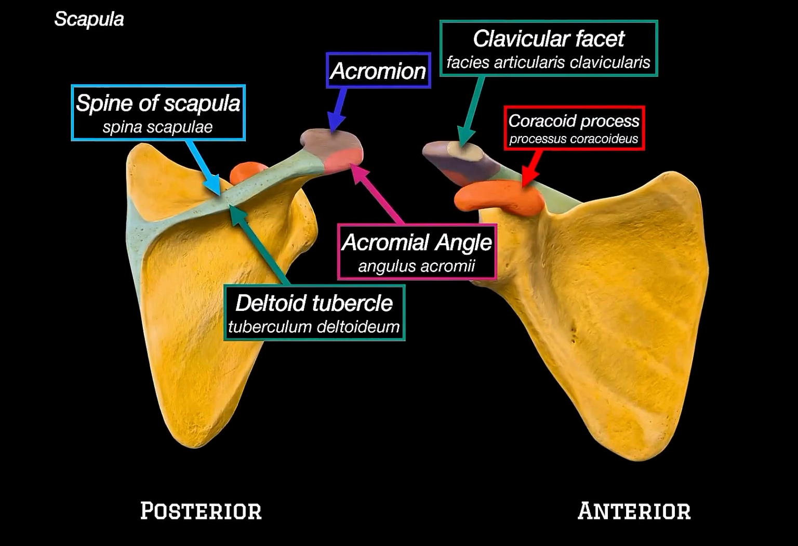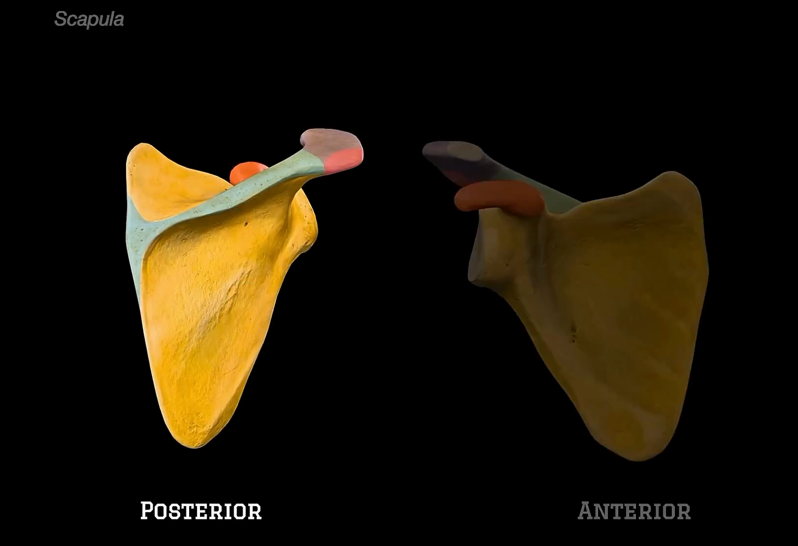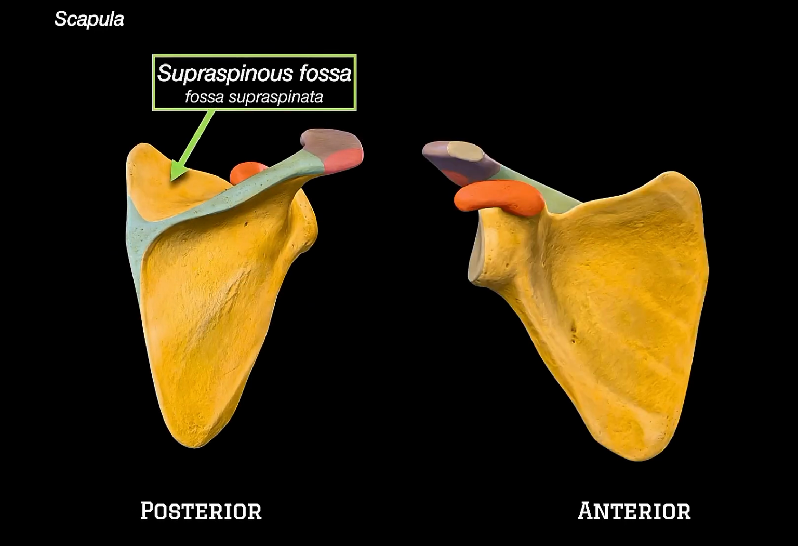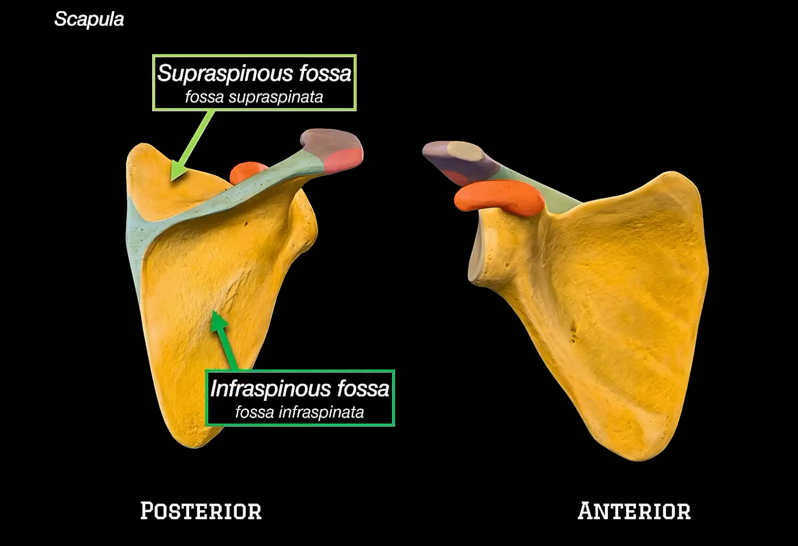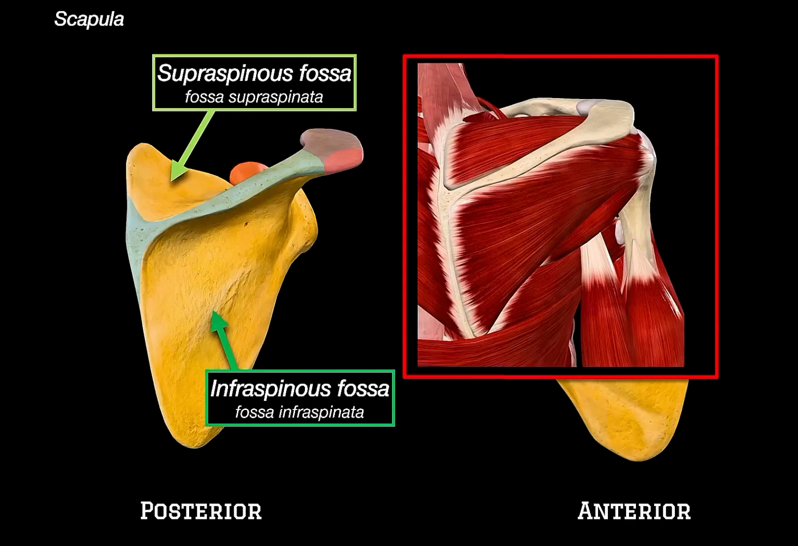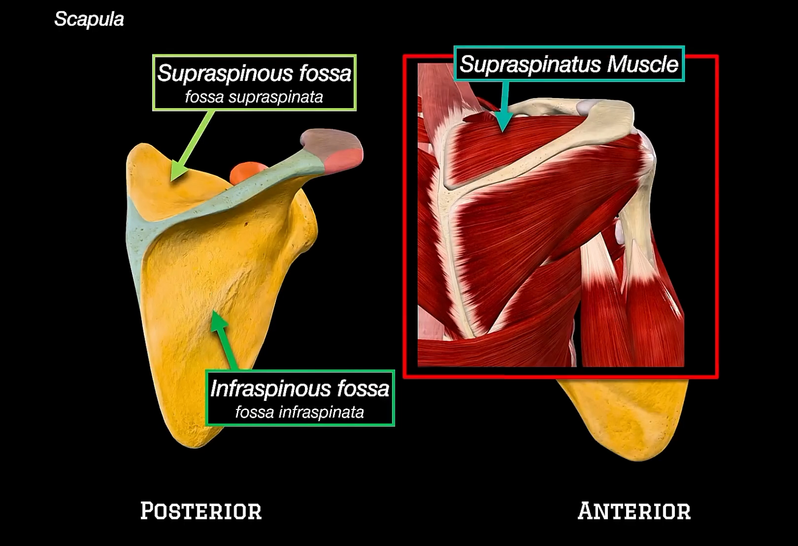Above the spine is the supraspinous fossa, and below it is the infraspinous fossa. These spaces serve as attachment areas for muscles. The supraspinatus muscle occupies the supraspinous fossa. It is one of the 4 rotator cuff muscles and plays a role in initiating arm abduction, assisting the deltoid.